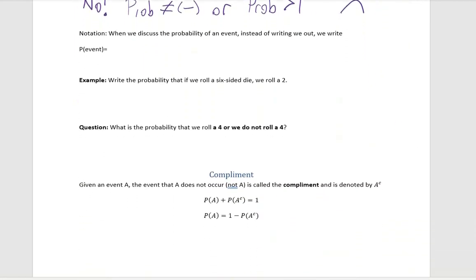Now when we write probabilities, there's a certain notation we use. It's hard to write out every single time, like the probability of rolling a die and seeing a 5 is this, probability of rolling a die and seeing a 7 is this. Okay, so instead what we write is P of the event equals, and then we write the probability. So, for example, if we want to write down the probability that we roll a 6-sided die and we roll a 2, we would write the probability of getting a 2 equals 1 in 6. Now, this notation only makes sense if you have a context above, but it does help us out, especially if we're asking multiple questions using the same context.